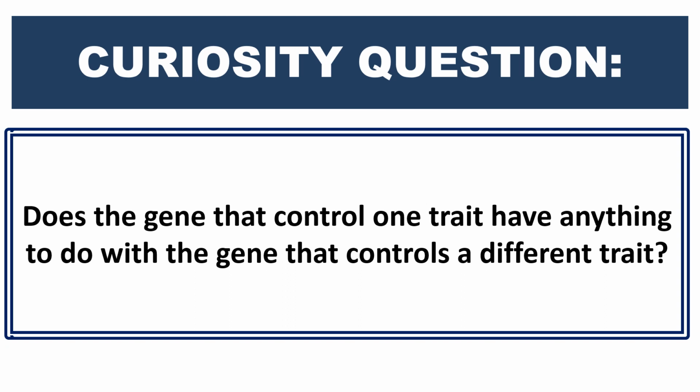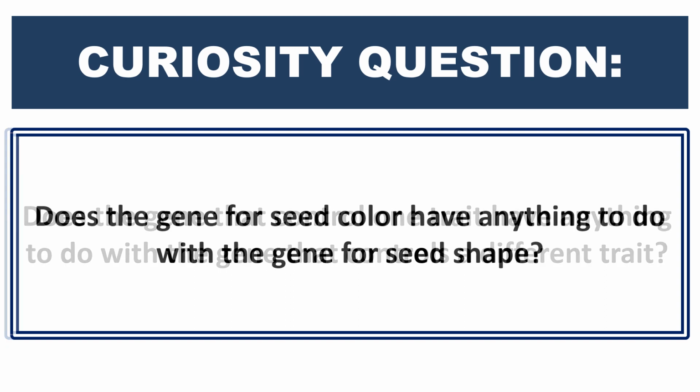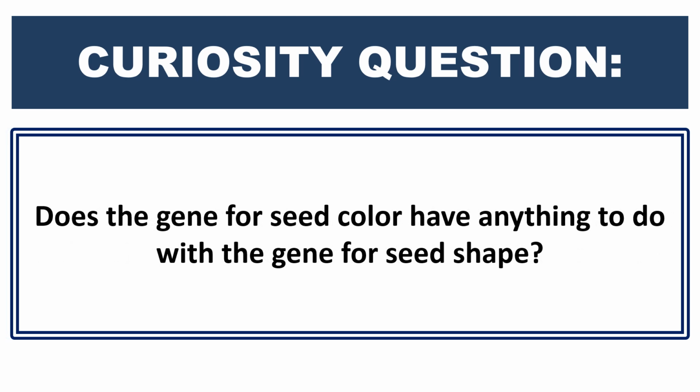After settling his previous question and concluding the segregation of alleles during gamete formation, he wondered if the segregation happens independently. So he then asked, does the gene that controls one trait have anything to do with the gene that controls a different trait? Or does the gene for seed color have anything to do with the gene for seed shape?